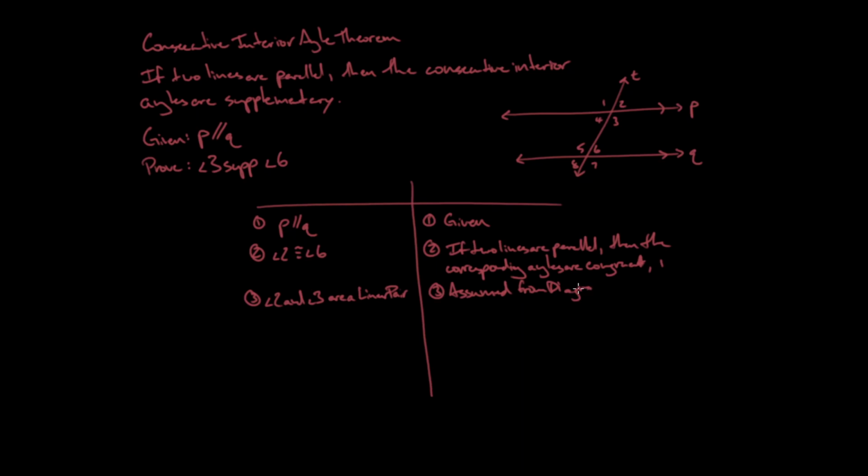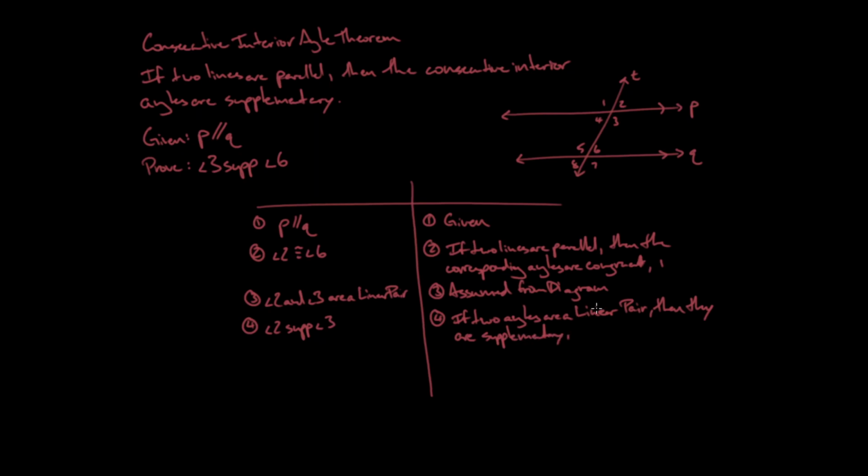Okay. And so now, what do I know about angles that are a linear pair? The thing is that I know that they are supplementary. And so I can go on to statement 4 and say that angle 2 is supplementary to angle 3. Okay, so that's statement 4. My reason for that is the linear pair postulate that says that if two angles are a linear pair, then they are supplementary.